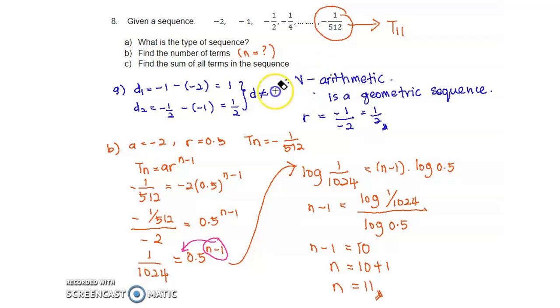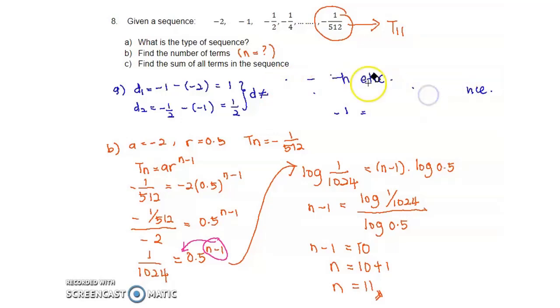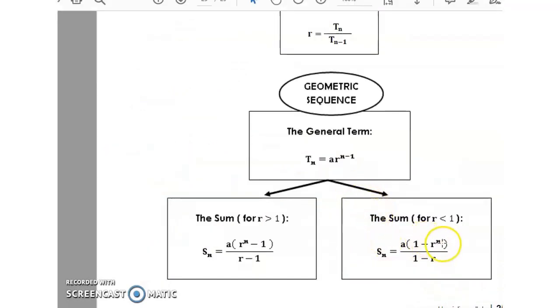How about question C, the sum? Remember, for a geometric sequence, if we want the sum, we need to look at the value of the common ratio, whether it is more than 1 or less than 1. In this case, the value of R is 0.5, which is less than 1. So we use this formula.